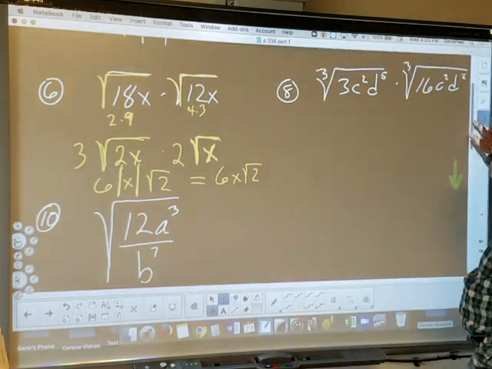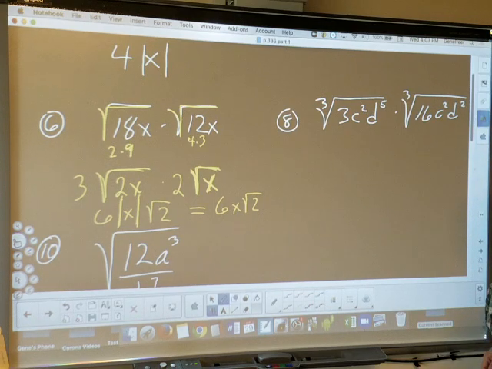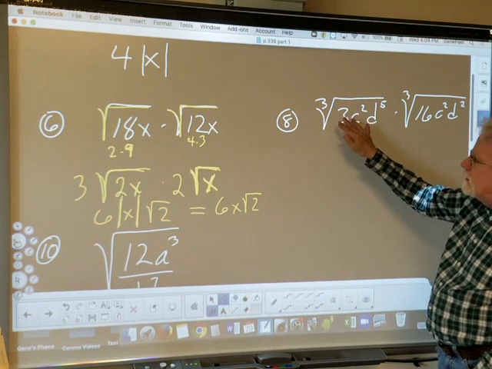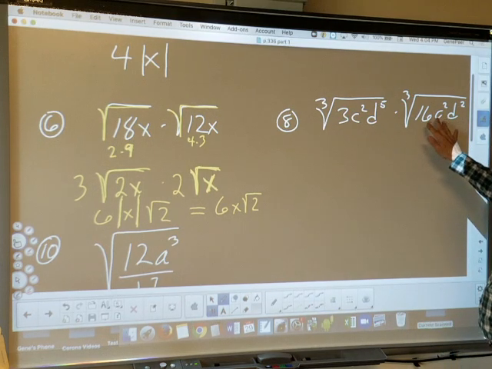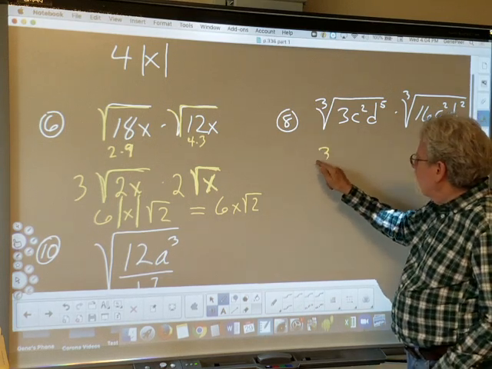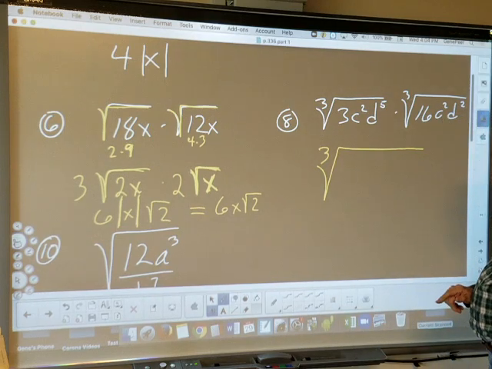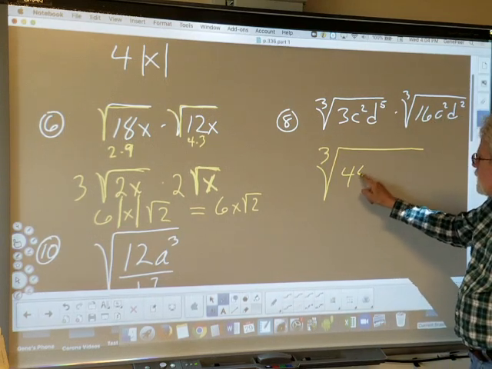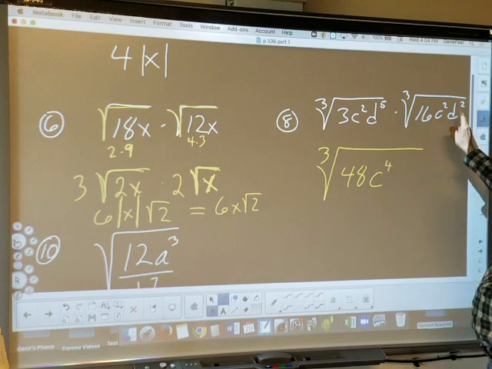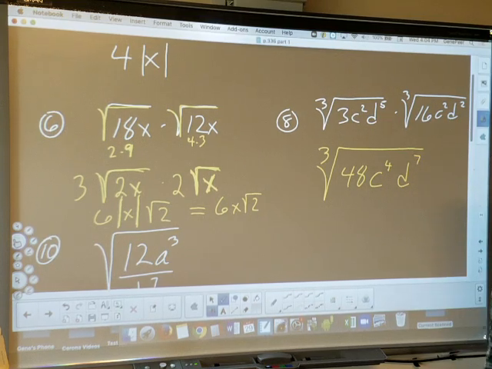Number 8. For number 8, again, there are often multiple ways to look at these things. Let's do it like this. Let's just put it all together first. See, we could try to simplify this first, and there's not much simplifying here to do. We could try to simplify this first, which would not be difficult, and then multiply. Well, I think it might be more straightforward to just go ahead and multiply first. It is your choice. 3 16s are 48. C squared times C squared is C to the 4th. D to the 5th times D to the 2nd is D to the 7th.